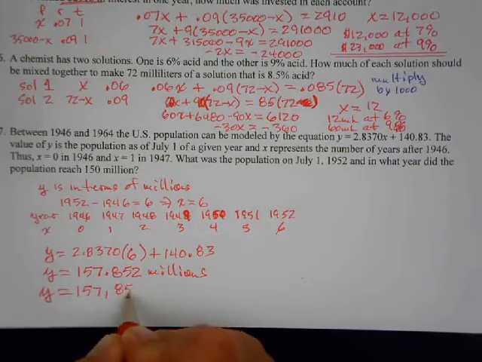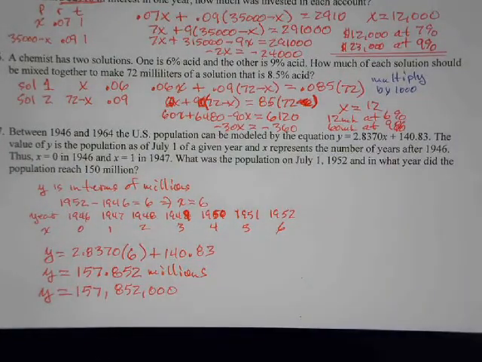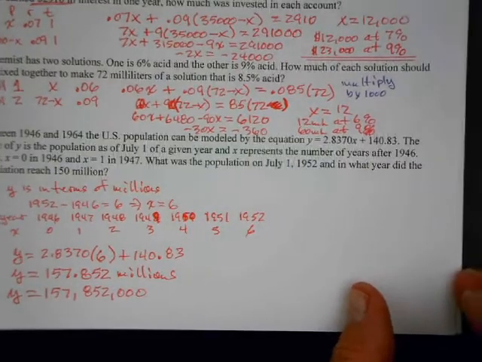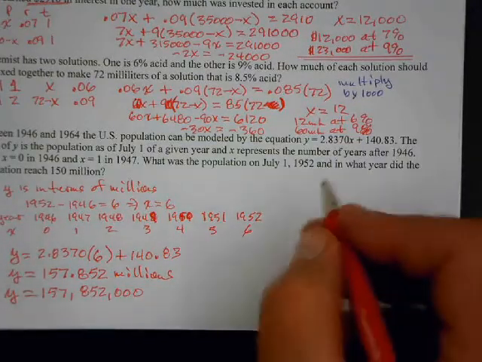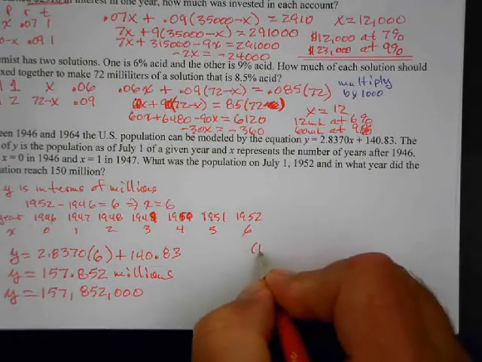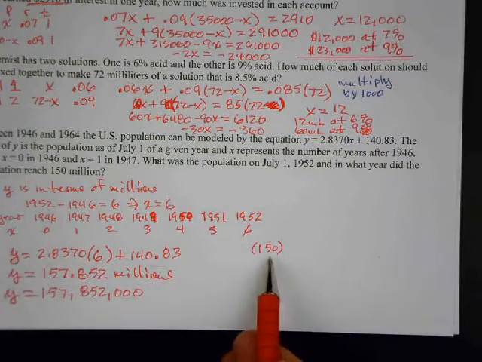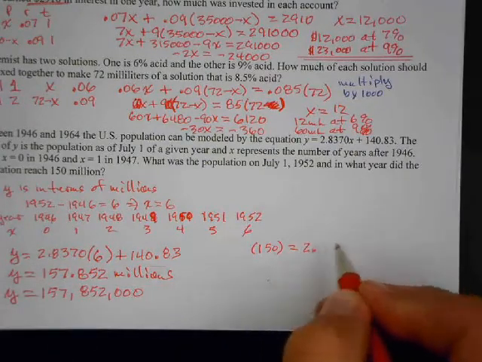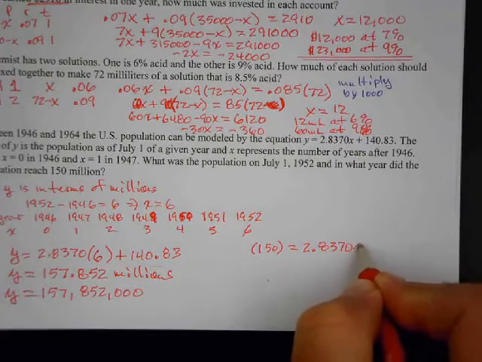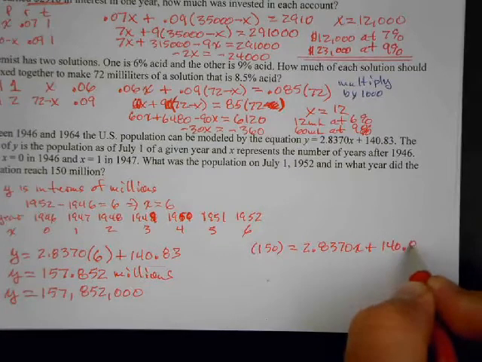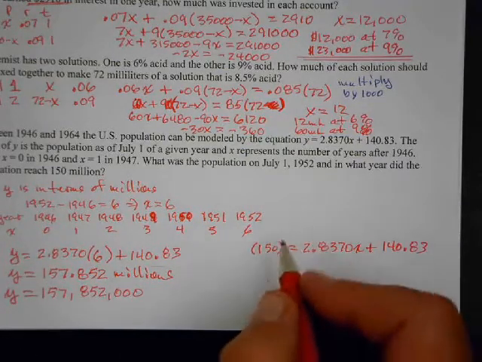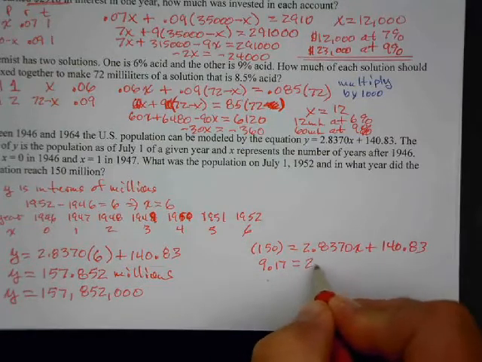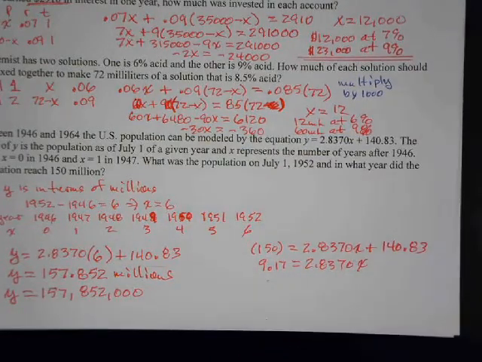Second part, now, in what year would the population reach 150 million? Well, that's the y. So we're going to take our equation and plug in 150. Parentheses is just I'm plugging it in for that. And then we're going to solve for x. So I've rewritten the equation, but now I need to find x when that gets to 150. So subtract 140.83 from both sides gives me 9.17. Divide both sides by the 2.8 number, and I end up with x equals 3.2326.